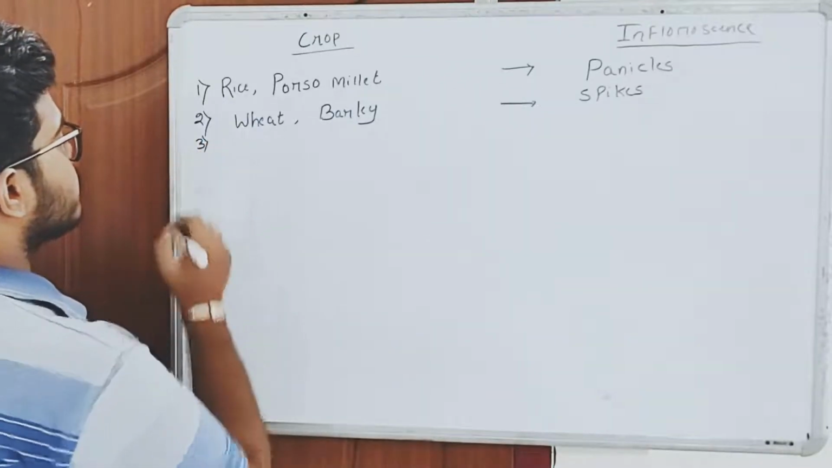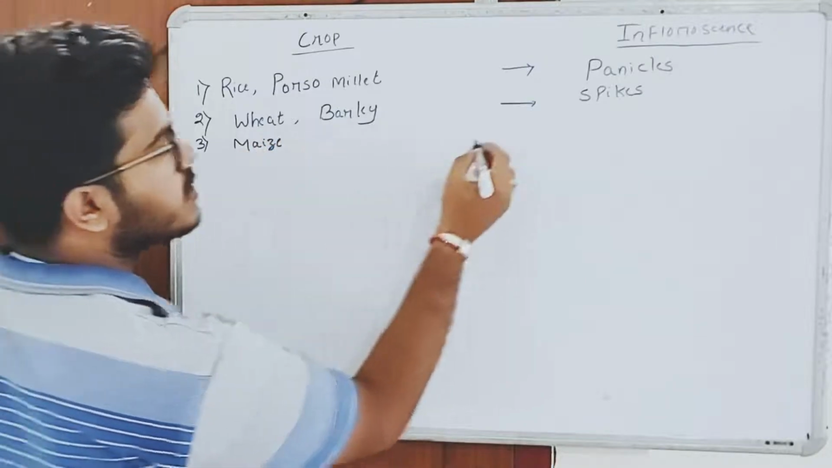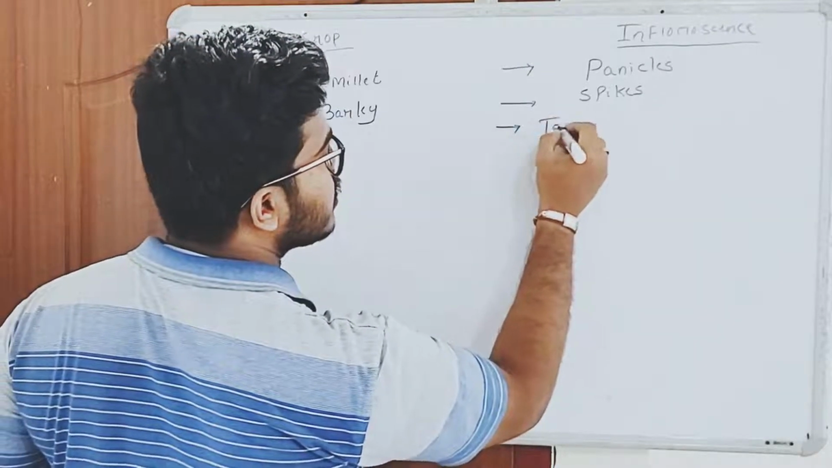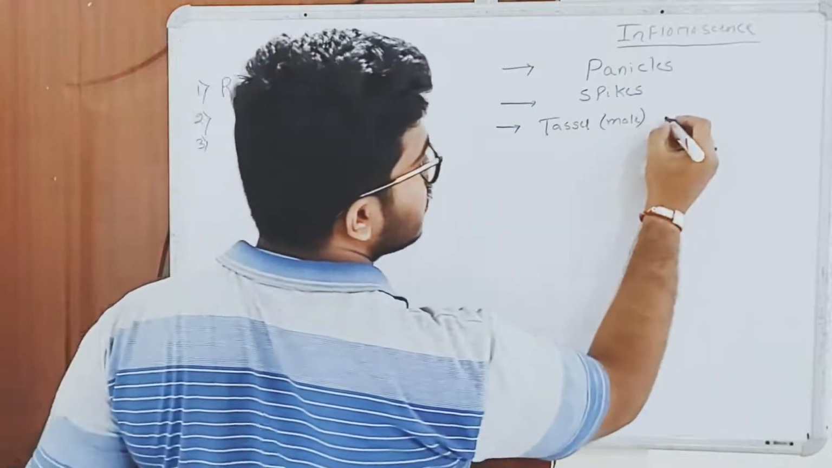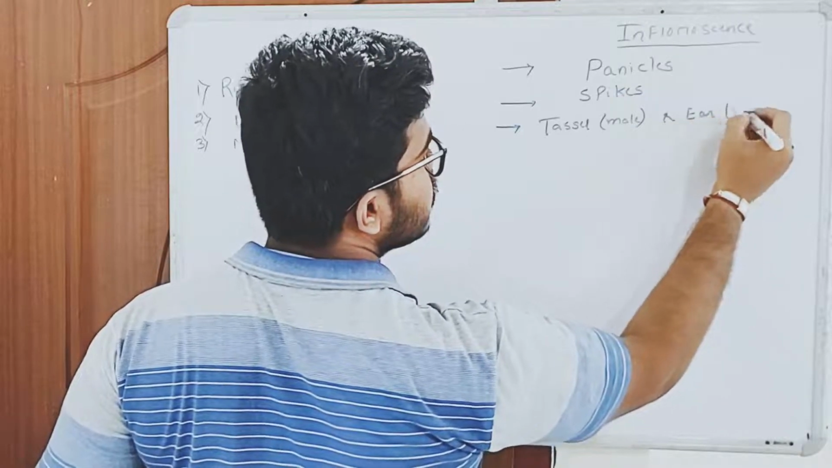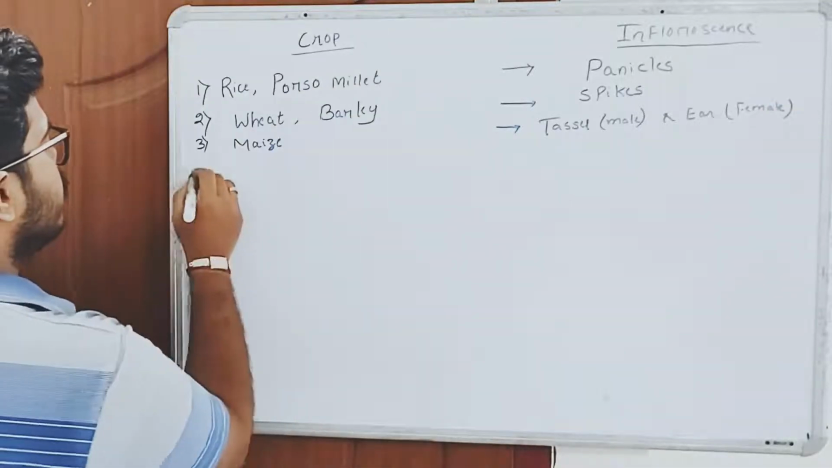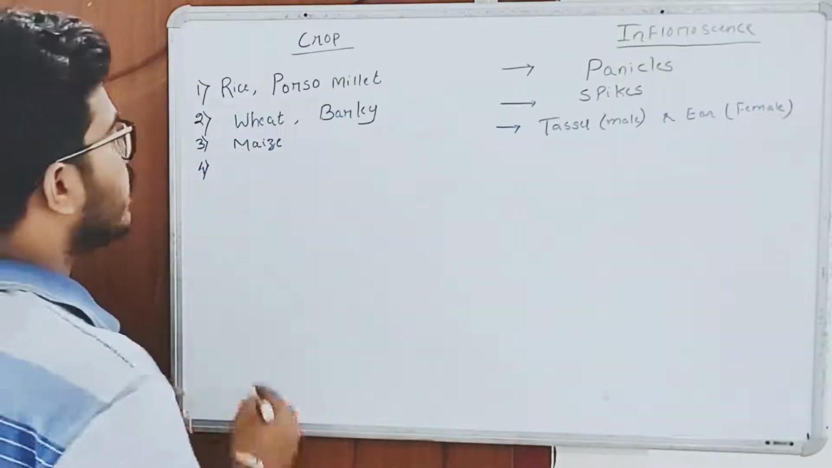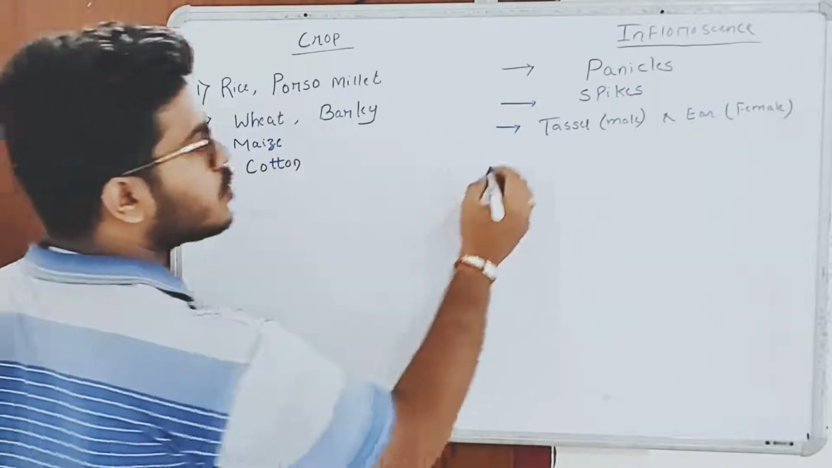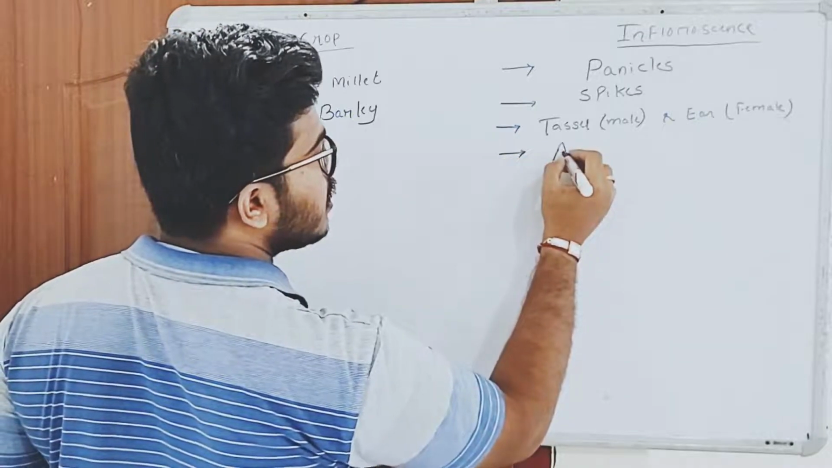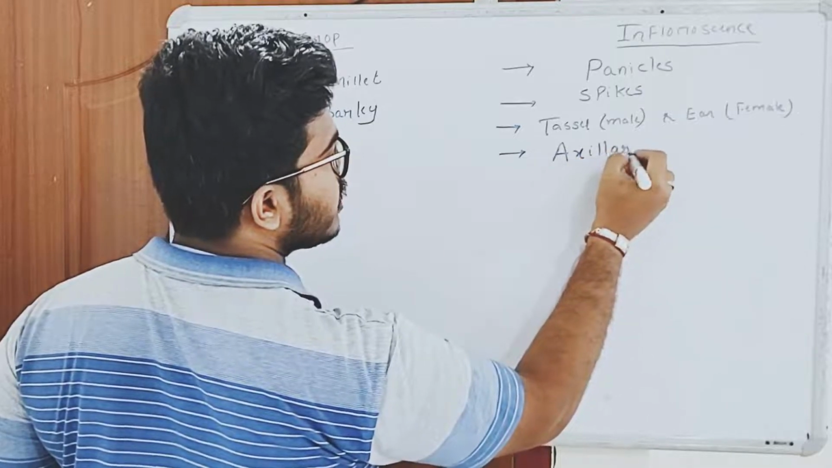And third, for maize, the most commonly asked question in different exams, we call it tassel. Tassel is the male reproductive or flowering part, and here is the female reproductive or flowering part. Fourth, when we come to cotton crop, we call its inflorescence axillary.